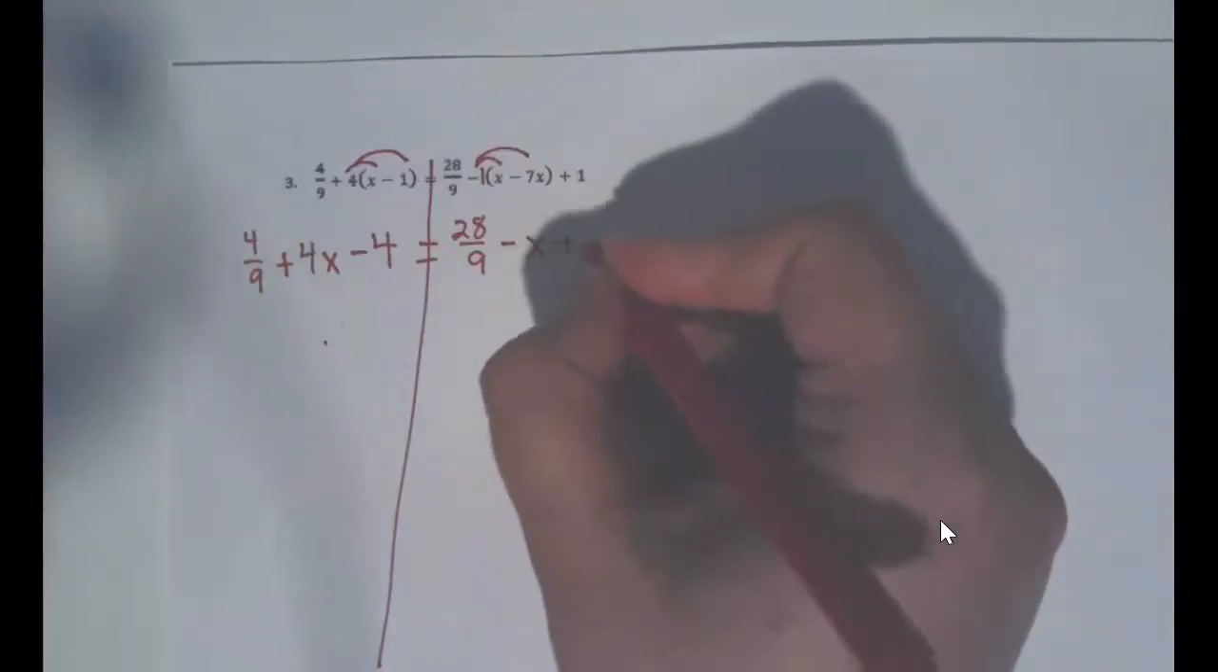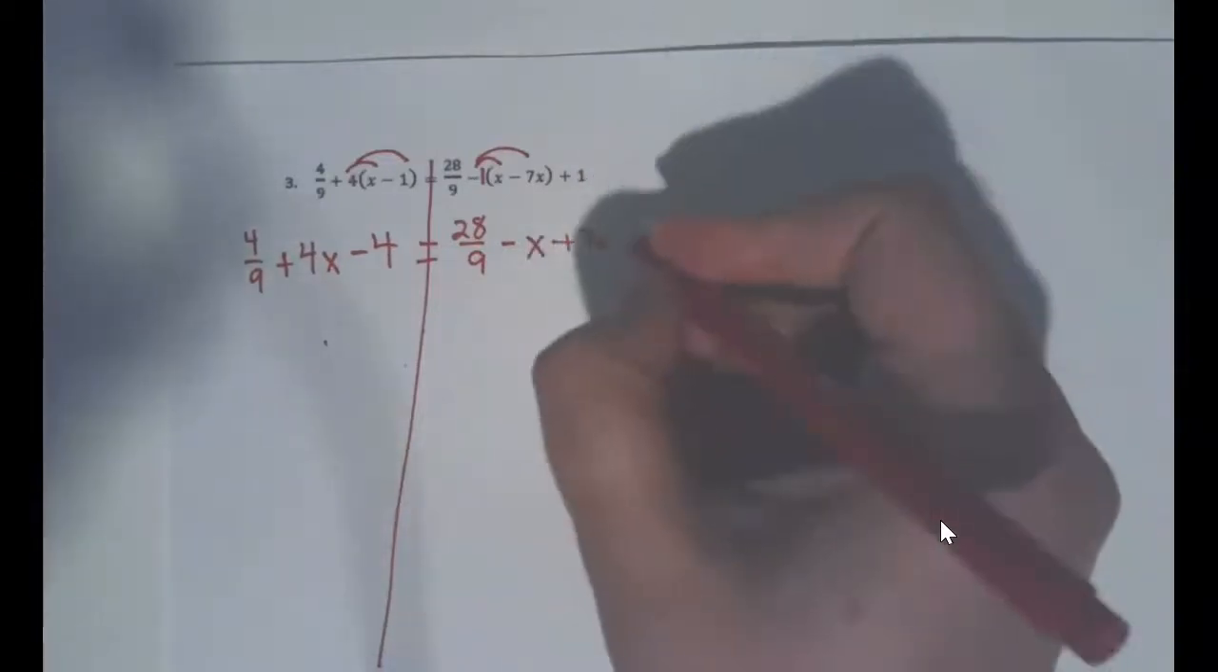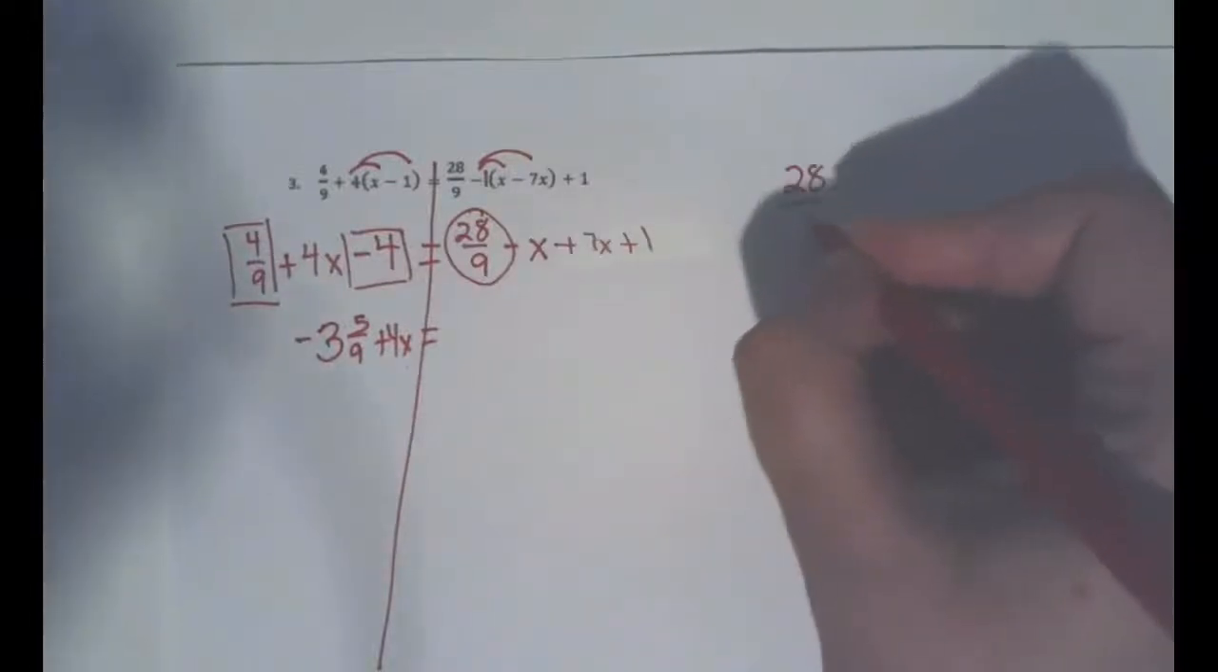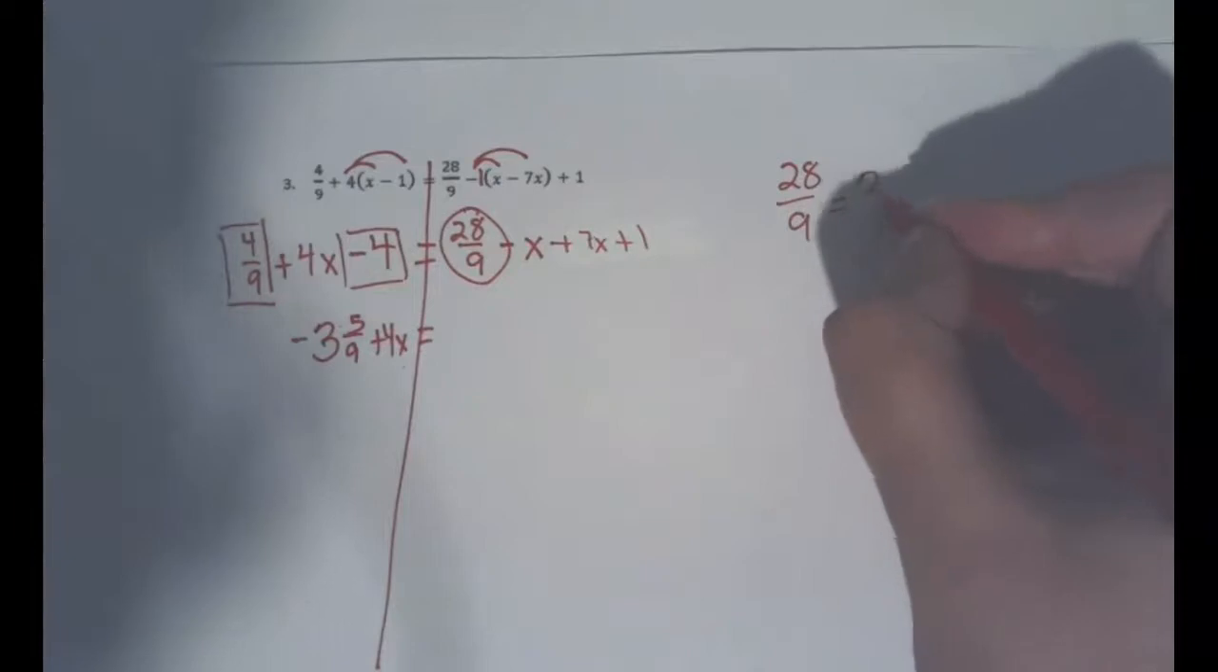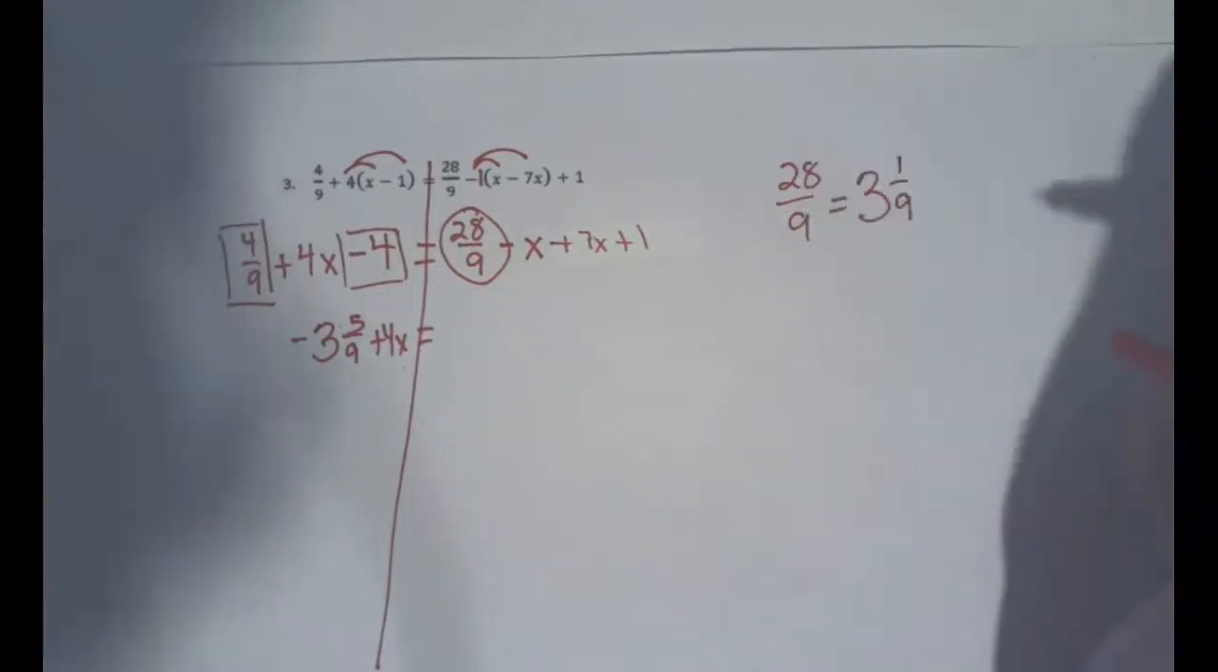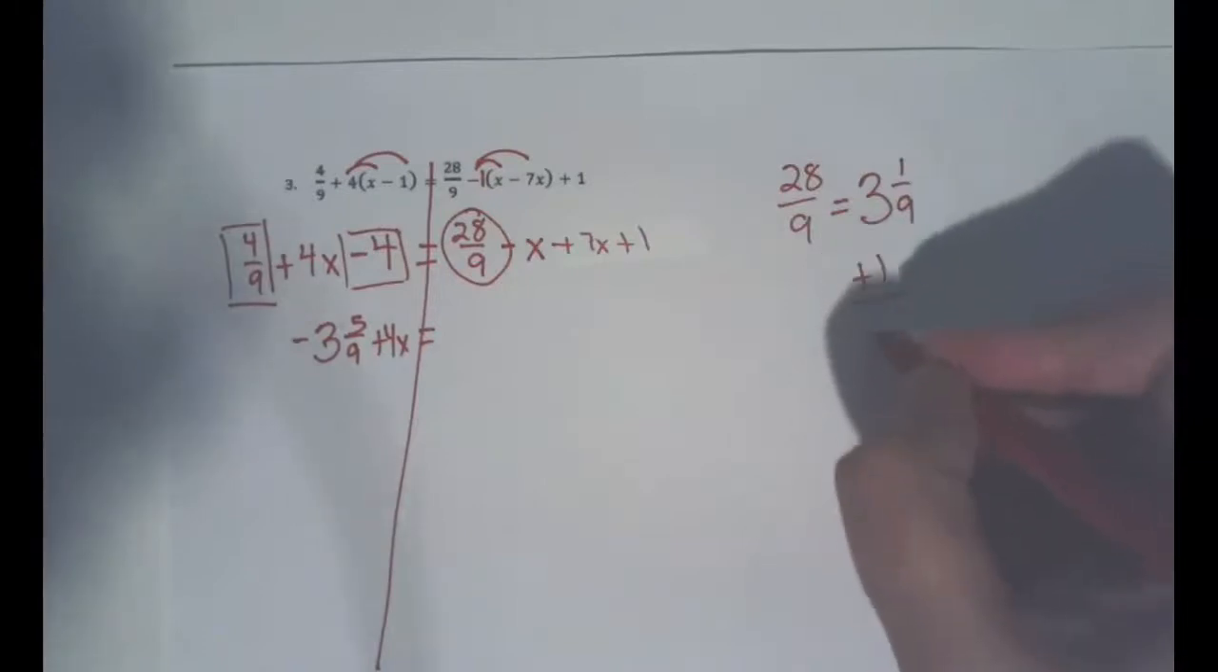4/9 plus 4x minus 4 equals 28/9 minus plus 7x plus 1. And we're going to combine like terms. So this is going to give me -3 and 5/9 plus 4x equals, okay, I'm going to go ahead and simplify this as 28/9 is equal to 3 with 1 left over out of 9. So then 3 1/9 plus 1 is 4 1/9.